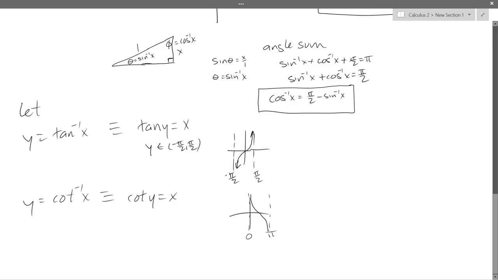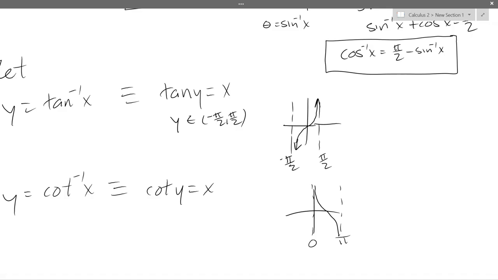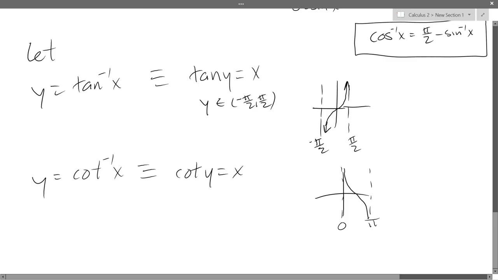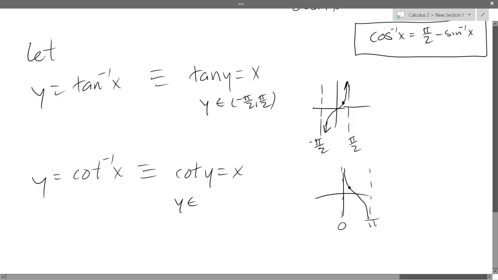Is that right for cotangent? I think so. It's been a while. All right, that seems right. Old vertical asymptotes become x-intercepts, and old x-intercepts become vertical asymptotes. And then the points with a y value of 1 stay where they are when you do the reciprocal graph. Reciprocal of 1 is 1 over 1, so 1 and negative 1 stay where they are. So here y has to be in the open interval 0, pi.